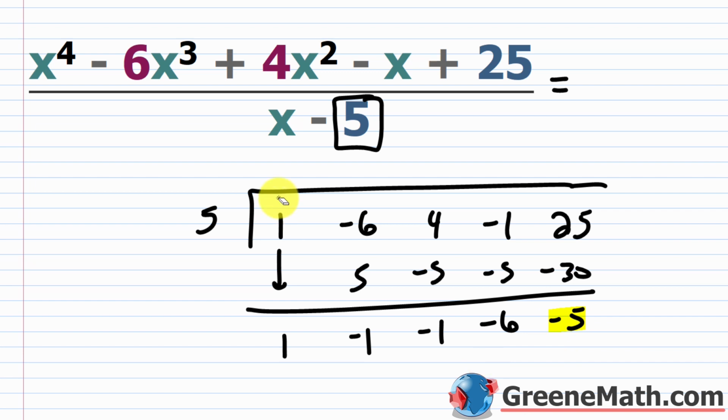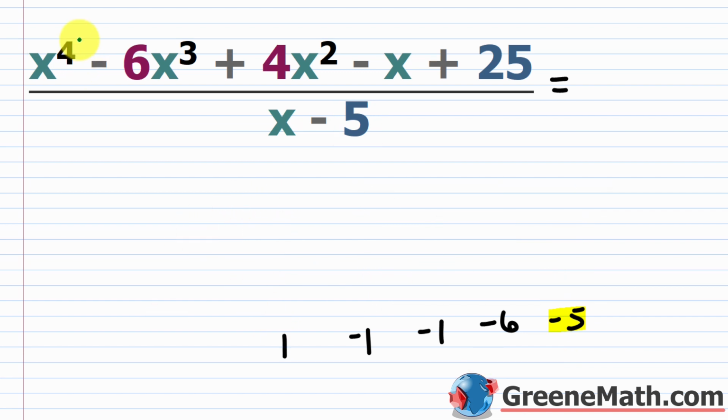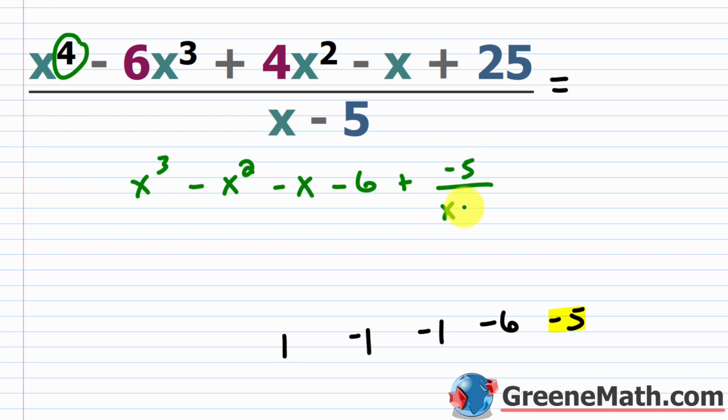Okay, let me get rid of all this. Again, the degree here is 4, so this 1 here belongs to x cubed, that's the coefficient for it. So we would say we have x cubed, minus x squared, minus x, and minus 6. And then this negative 5 here is the remainder, so you can put plus negative 5 over x minus 5.